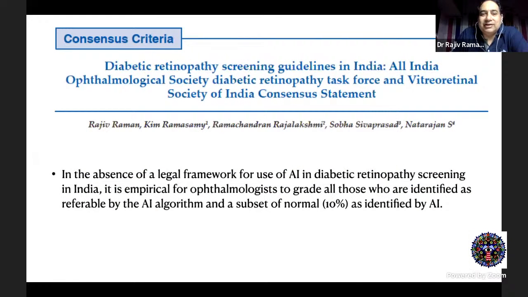Even in the All India AIOS guideline, we suggested, because we don't have any legal framework for AI use in retinopathy screening, that it is empirical for the ophthalmologist to grade all those who have been identified as referable by the AI algorithm, and nearly 10% of the ones which have been identified as normals should again be seen by an ophthalmologist for grading.